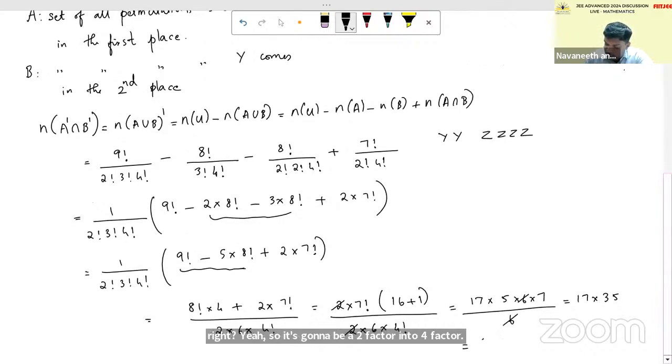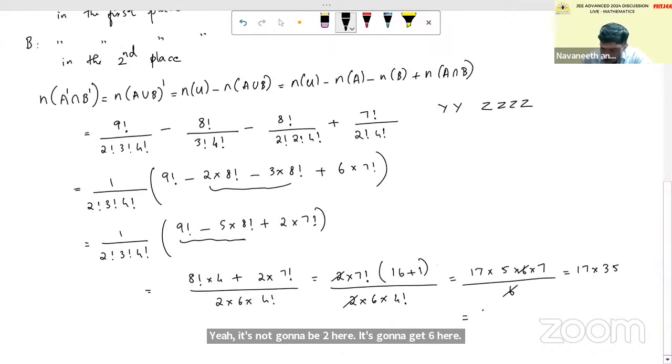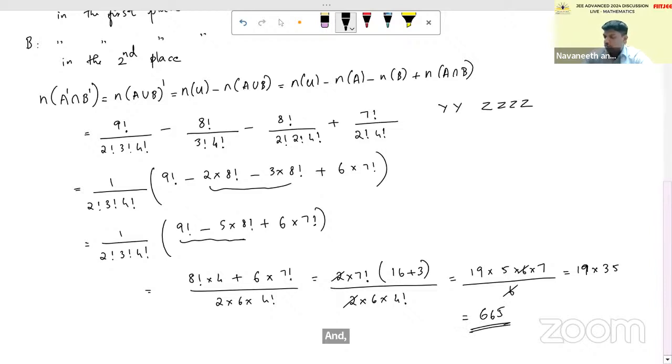So because of that, it's not going to be 2 here, it's going to be a 6 here. I guess just a small calculation error. That 6 will carry forward here, and that 6 will come here. Because of that, if I take the 7 factorial to 2 outside, there'll be a 3 here, and that'll become a 19 here, and that'll become a 19 to 35, and the final answer comes out to be 665. So that's the final answer.